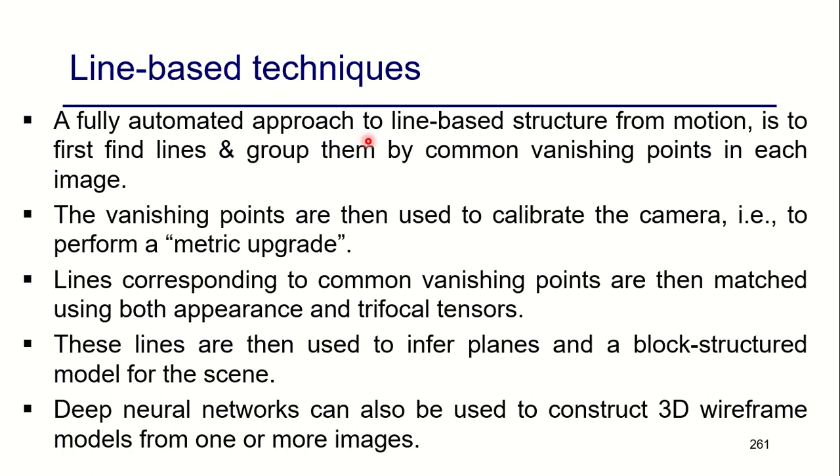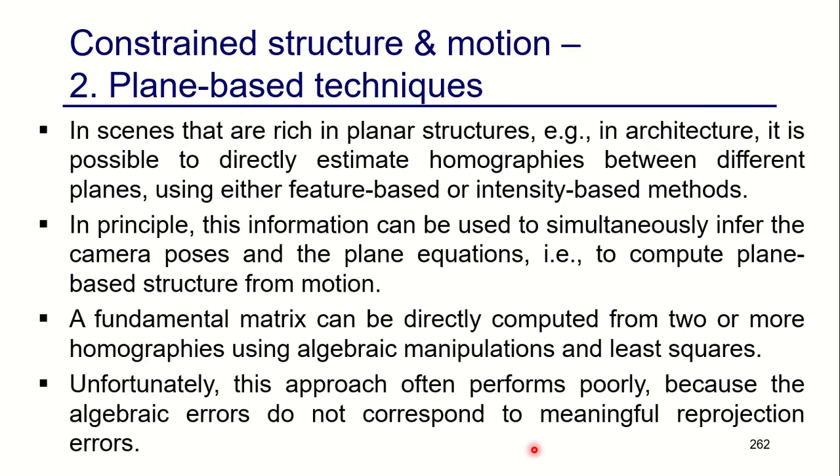A fully automated approach to line-based structure from motion is to find the lines and group them by common vanishing points in each image. The vanishing points are then used to calibrate the camera, that is, to perform a metric upgrade. Lines corresponding to common vanishing points are then matched using both appearance and trifocal tensors. These lines are then used to infer planes and a block structured model for the scene. Deep neural networks can also be used to construct 3D wireframe models from one or more images.